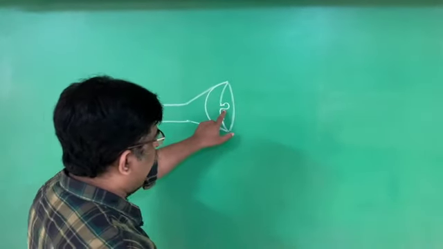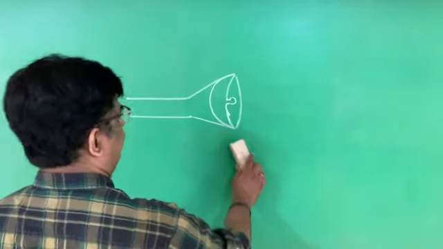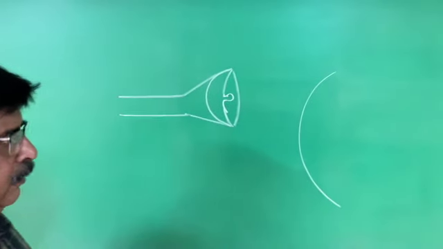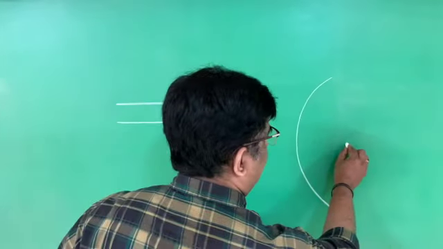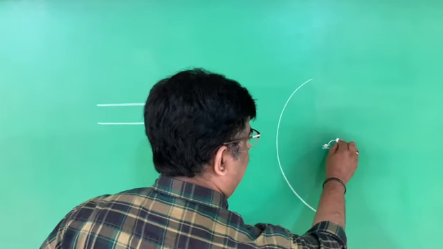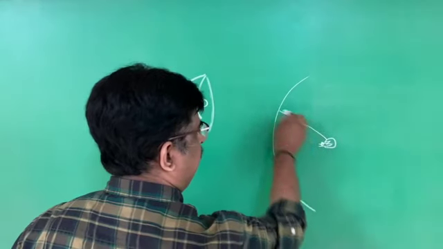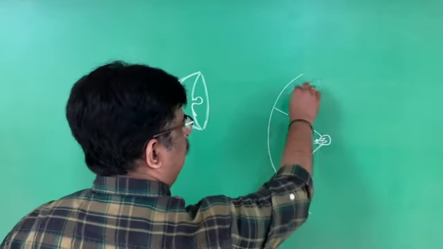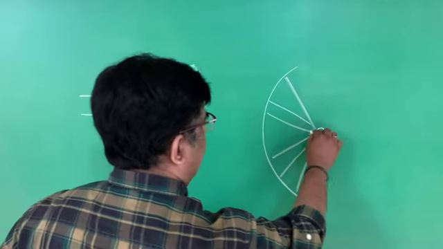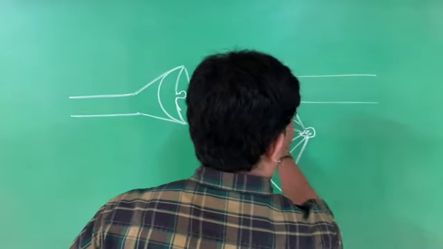Because this particular point is, let us imagine, this is a concave mirror. This is the principal focus. At the principal focus, if you keep a bulb, the rays of light which pass through the principal focus fall on the mirror, and then they emerge parallel to the principal axis.